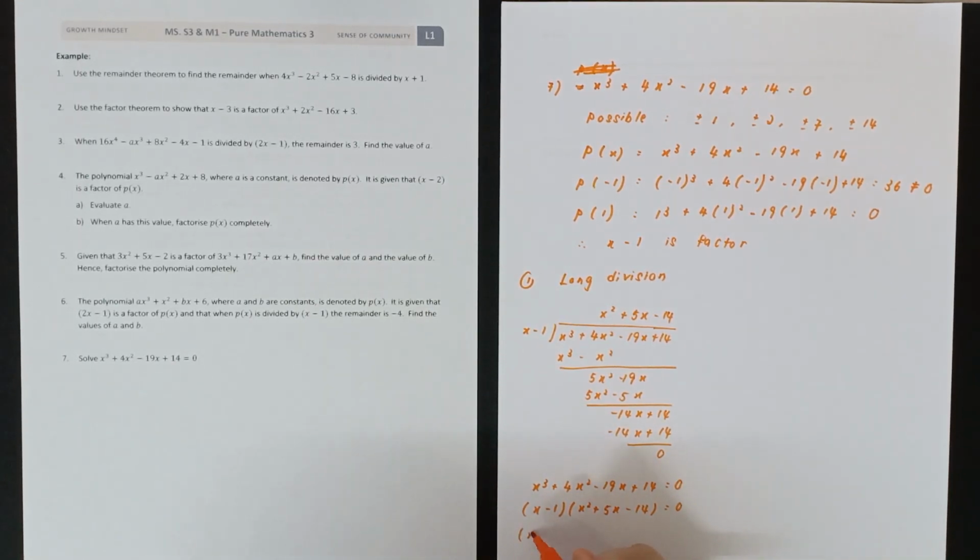Okay, so you still need to factorize it. For this part, it should be 7 and 2, so x plus 7, x minus 2. Don't forget, this question is not asking you to factorize, it asks you to solve. So your x will be equal to 1, 2, and negative 7.